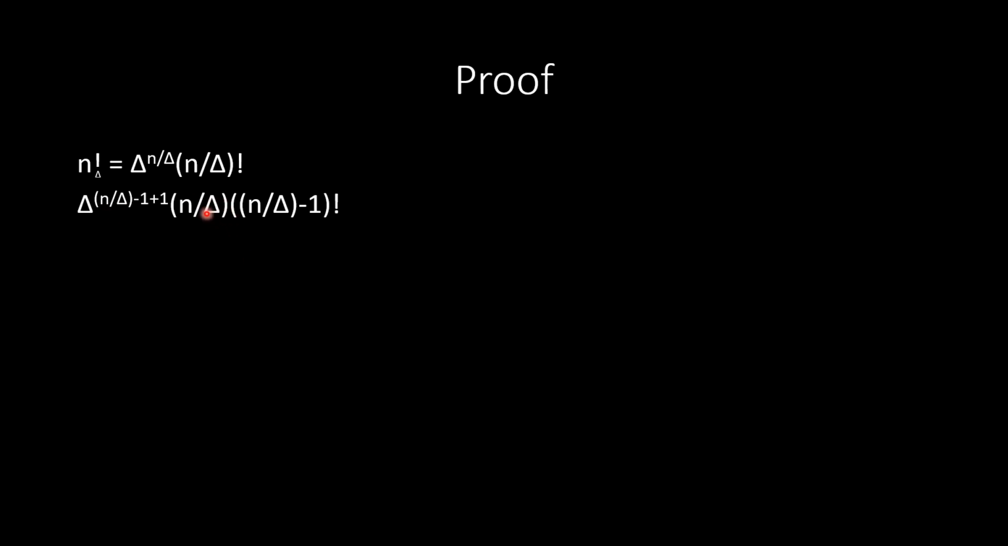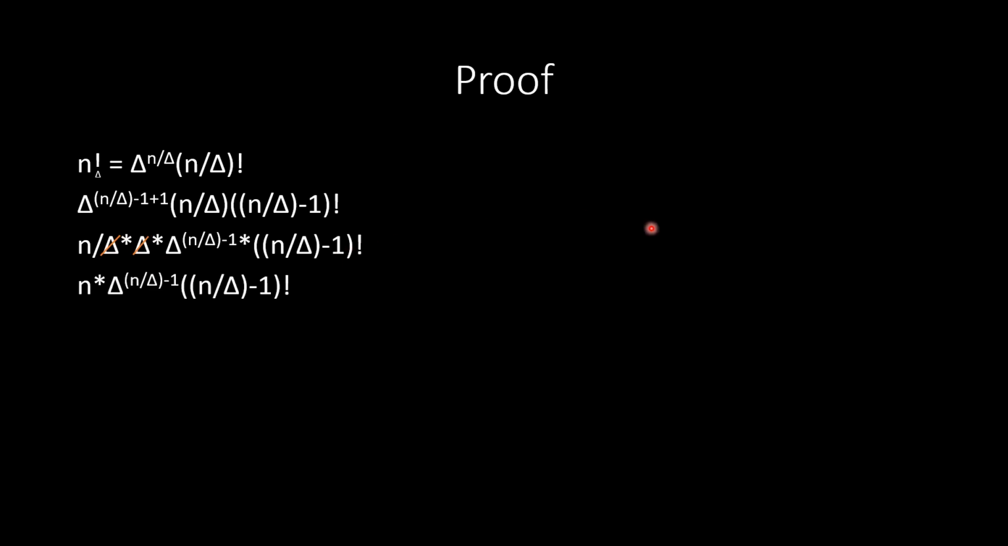Now gathering terms, we'll bring out this n over delta to the front. We'll take out 1 delta with this positive 1 in here. That leaves us with this whole product of n over delta times delta to n over delta minus 1 times the n divided by delta minus 1 factorial. Now we can just cancel out those two deltas. That's nice. Which leaves us with n times delta to the n over delta minus 1 times n over delta minus 1 factorial.